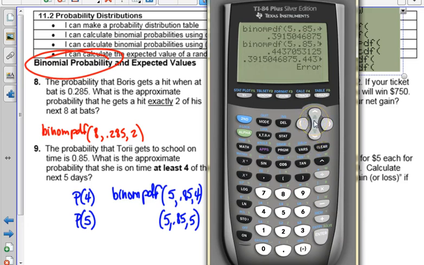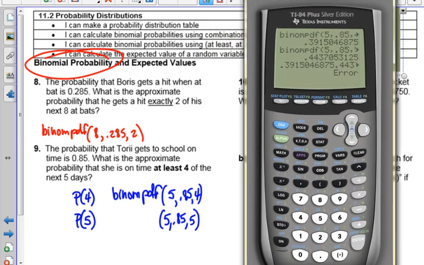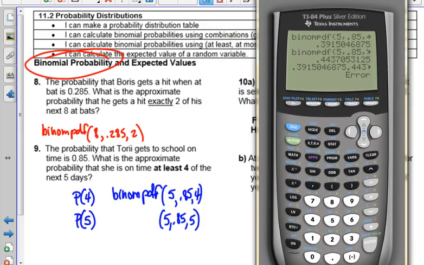Someone have it? It was 0.392 and 0.444 roughly. So when you added those, it was about 0.83. Is that what you said? Good enough? Okay.